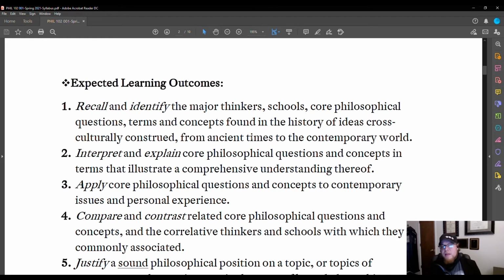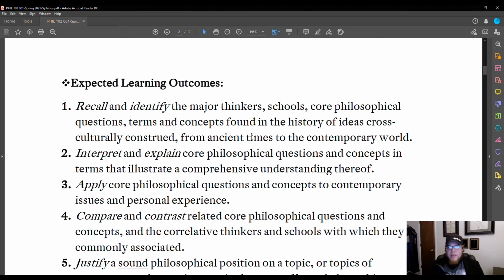Third, apply core philosophical questions and concepts to contemporary issues and personal experience. Even though this is a general introduction to philosophy and not, say, ethics, this stuff matters. And so even if we're dealing with something that seems like a problem in the ancient world, people often, this is a complaint of philosophy, oh, this is what people thought hundreds of, or thousands of years ago. Who cares? Why does this matter? Because it affects you now.